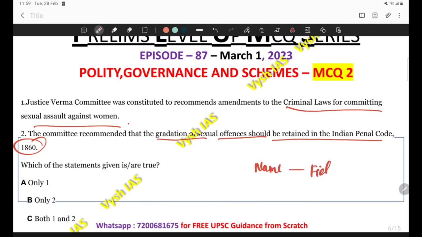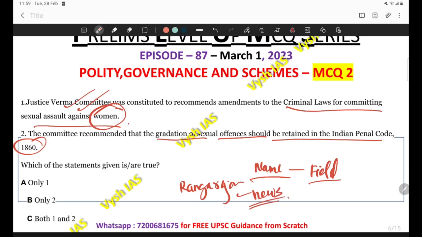So in that logic, Justice Verma Committee is a very important committee with respect to women, and some recommendations you have to study. Important committees like Justice Verma Committee and Rangarajan Committee are frequently in use. With respect to those committees, 3 or 4 recommendations will be enough, that you have to take and keep aside so that you can apply the elimination method. For mains also this will be handy. Wherever you are giving a way forward, you can quote these committees' names and recommendations.